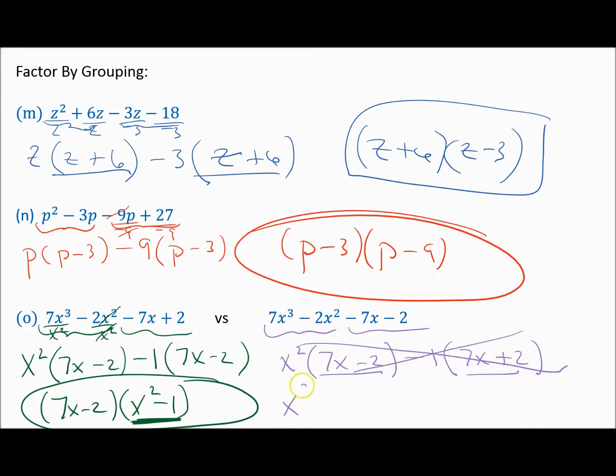Well, okay, let's try it again. X squared, and that leaves me 7x minus 2. So let's pull out a plus 1 then. If I pull out a plus 1, it's going to leave me with the same signs I have here, which is negative 7x minus 2, and they still don't match. So what's going on? Well, this one's not factorable.